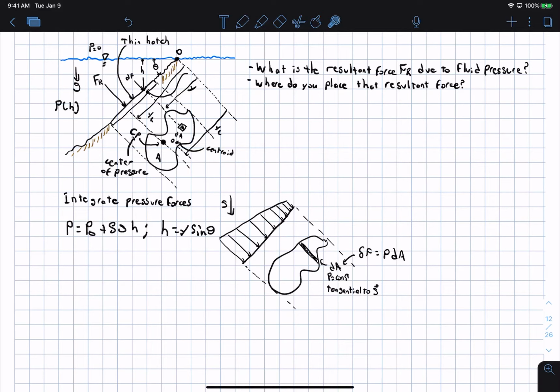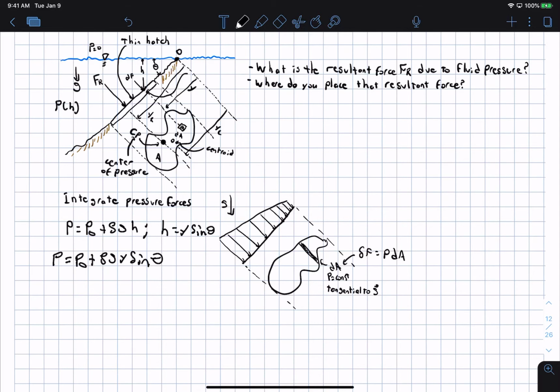Okay? So I can take this definition for h and substitute it into our pressure distribution. So now I know pressure as a function of y and not necessarily as a function of h. Okay, and the reason that we do this will become more clear when we start doing moments, and this actually turns out to be really nice when it's said and done. Okay, and so we substitute that in, and we get P equals the atmospheric pressure plus rho g y sine theta. Okay.